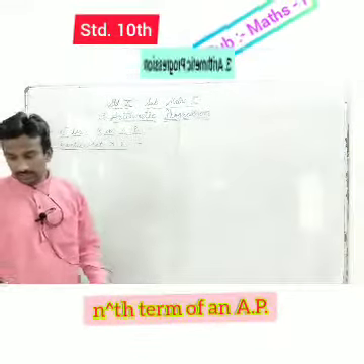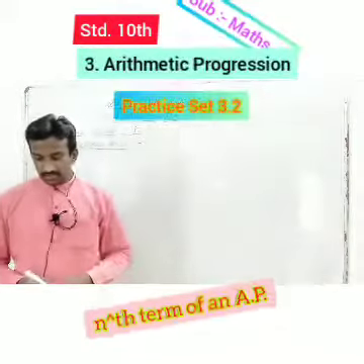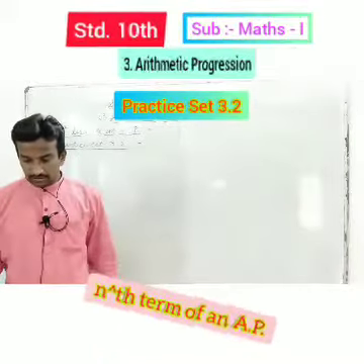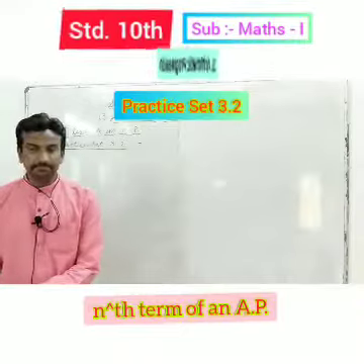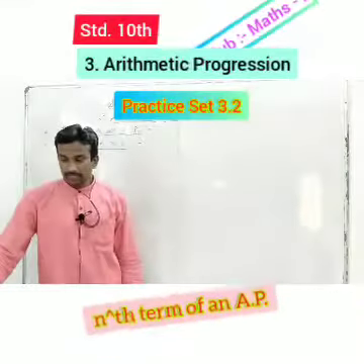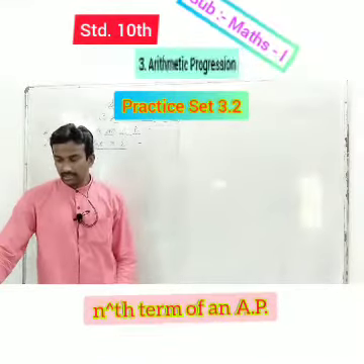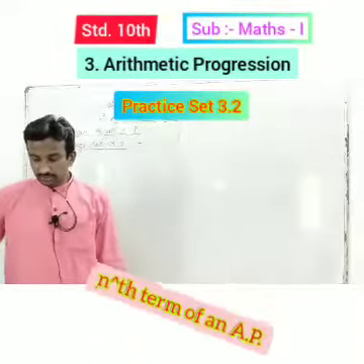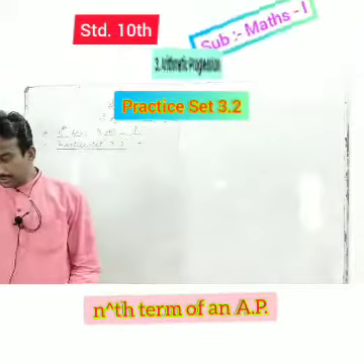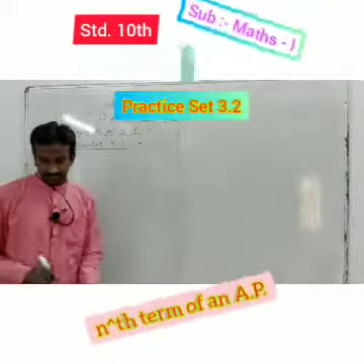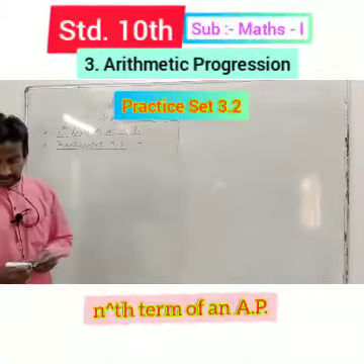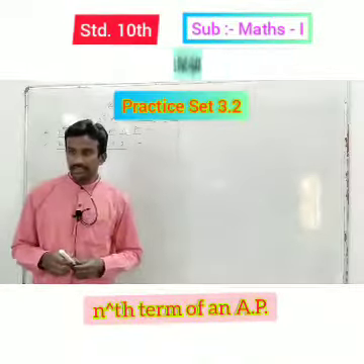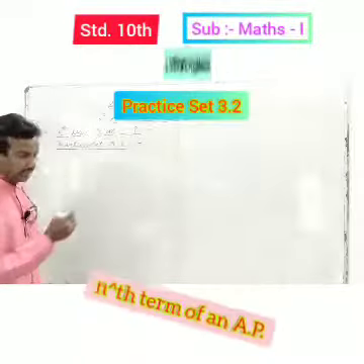Practice set 3.2. In that question number 7, the 11th term and the 21st term of an AP are 16 and 29 respectively. Then find the 41st term of that AP. The 11th term and 21st term are given. They are 16 and 29.